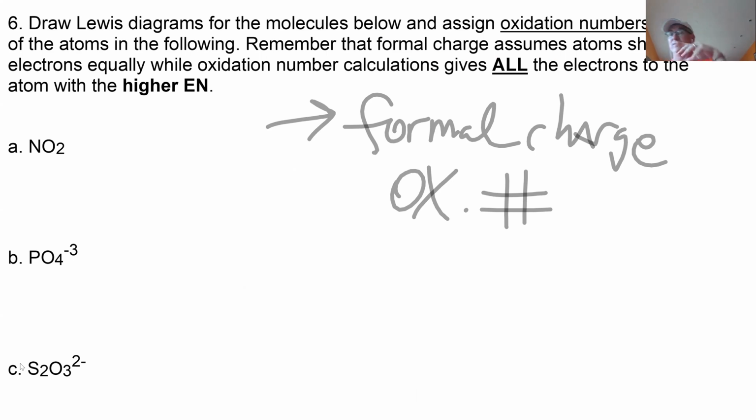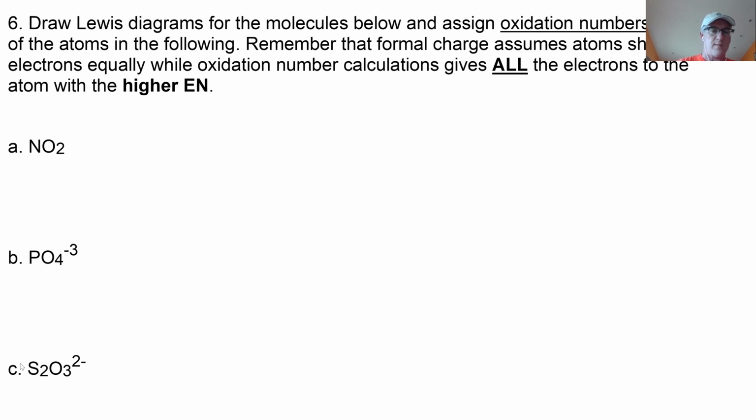Yes, well, yes and no. These both involve valence electrons. So let's just do one, and we'll see what the difference is. So formal charge assumes that atoms share equally. So let's make NO2, nitrogen dioxide. So who goes in the middle? Who am I putting in the middle? Nitrogen or one of the oxygens? Nitrogen. Yeah, that's right.